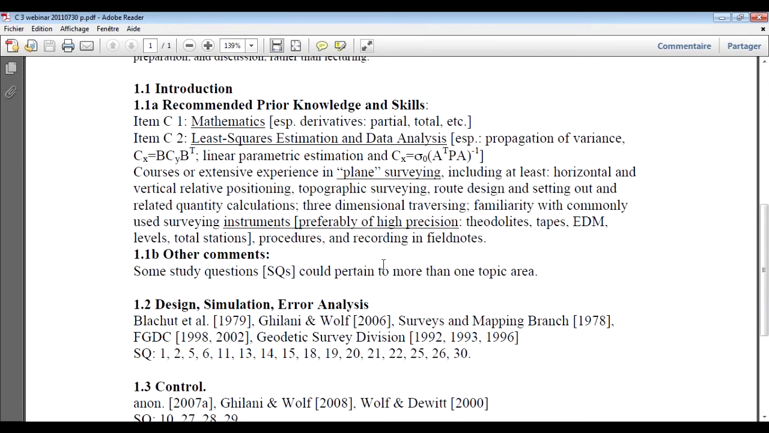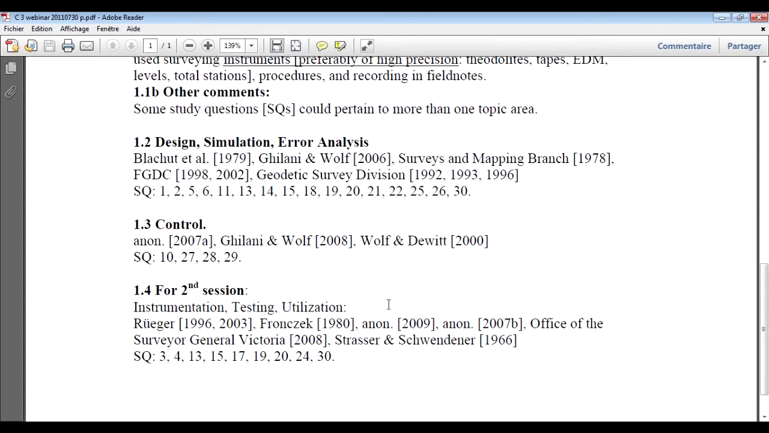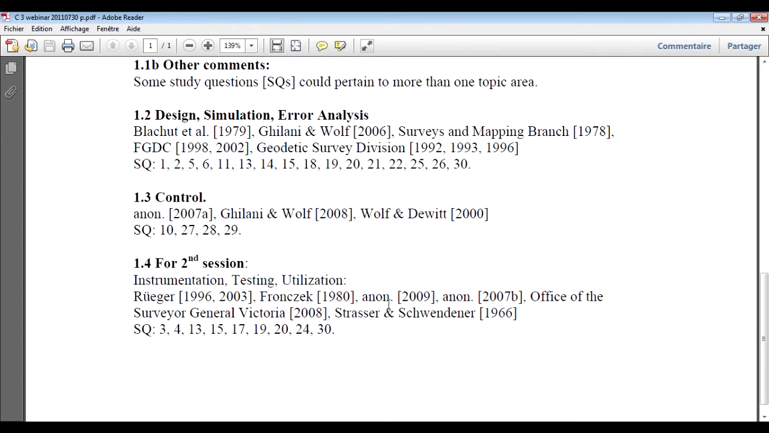Which one, James? That would be 1.3 control. The 1.4 for today was suggesting what you might do in advance of the second session, which deals with instrumentation, testing, and utilization. The most useful book for EDM is the one by Rüeger, and that's the bulk of the questions that were in the study guide.